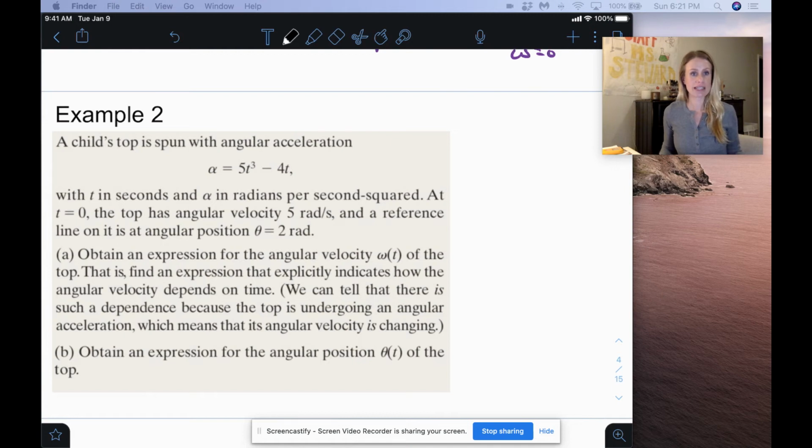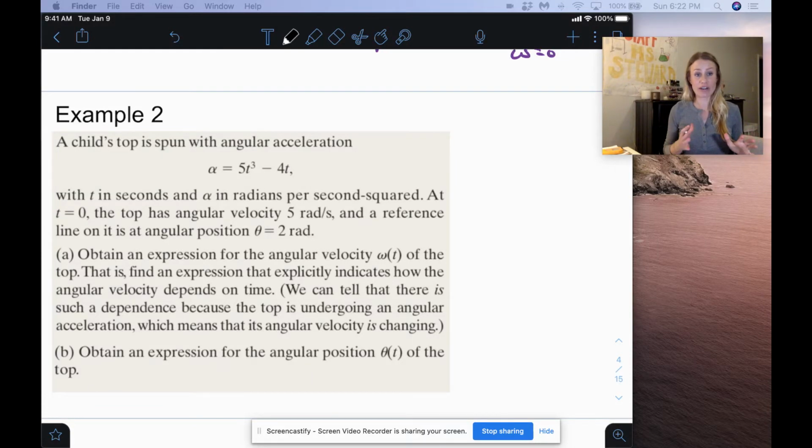So here's our second example for our rotational kinematics. We have a child's top that is spun with angular acceleration alpha equal to 5t cubed minus 4t, with t in seconds and alpha in radians per second squared. At t equals 0, the top has an angular velocity of 5 radians per second, and a reference line on it is at angular position theta equals 2 radians. That information they give you there is helping you find those C terms when we take an integral.